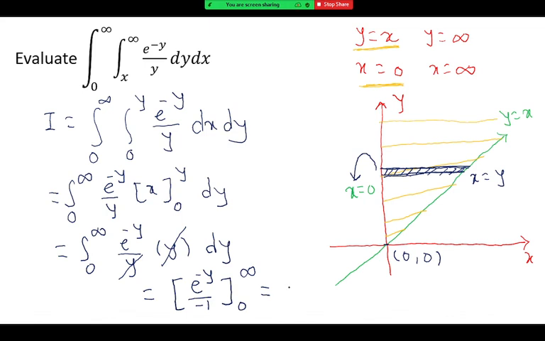E raised to minus infinity is 0, not 1. Zero. And e raised to 0 is 1. With the minus sign at the lower limit, that minus minus becomes plus 1. So the answer of this integral is just 1. 1 is the final answer there. But the most important thing is to change the order, so that we can evaluate this double integral.